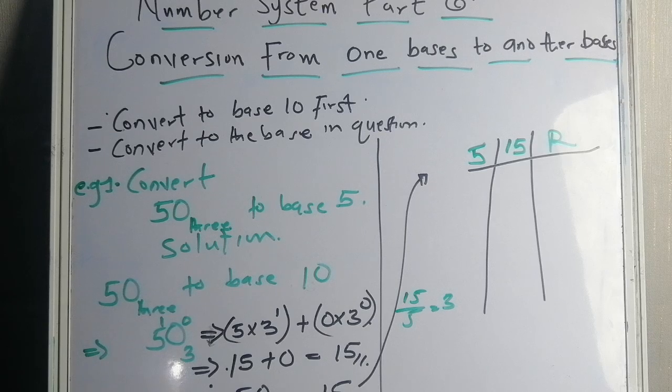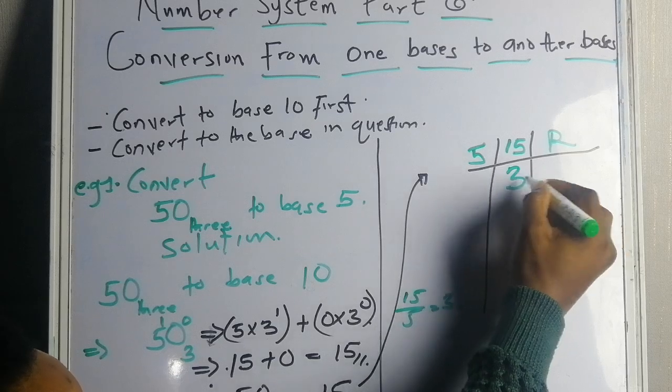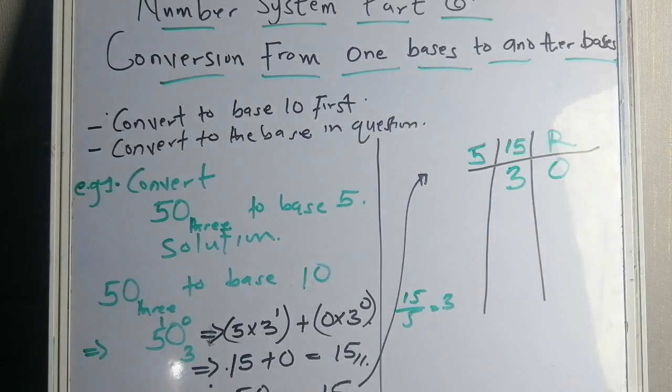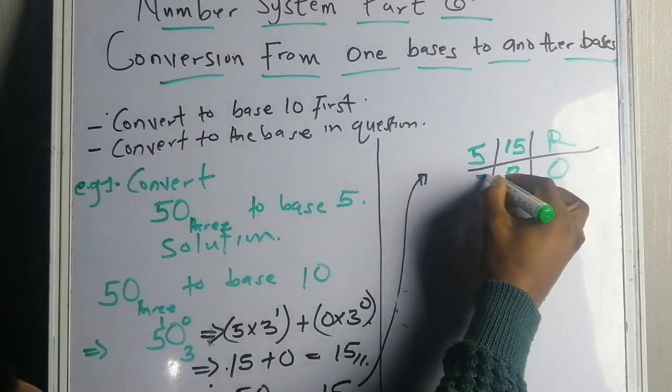So what's the remainder? There's nothing like remainder. So it can go. So it means this one is 3. So the remainder is what? 0. So we go further again. We've done the first one. So we'll move further to the second division.